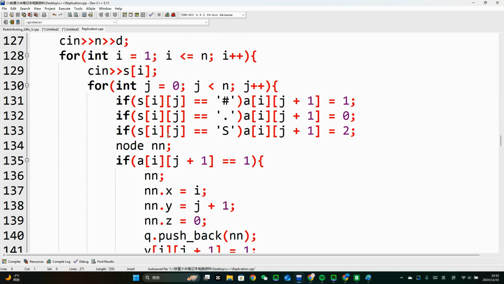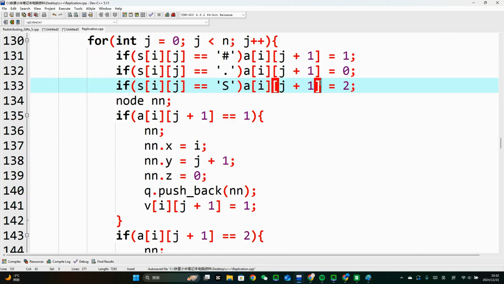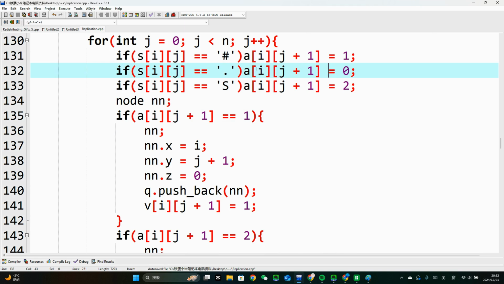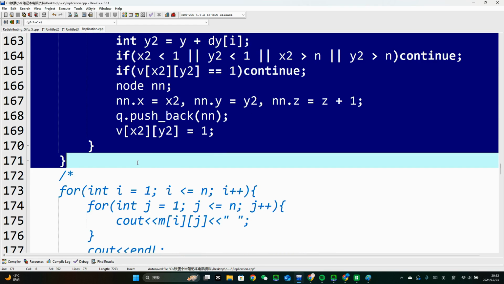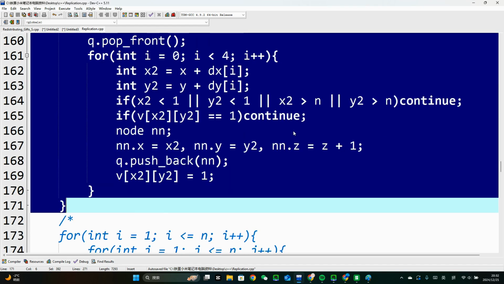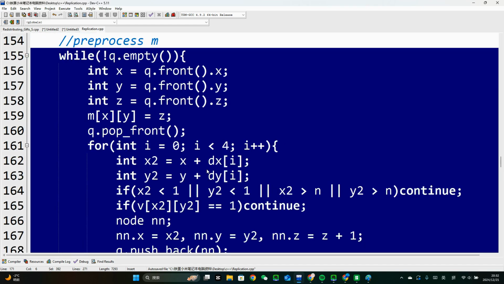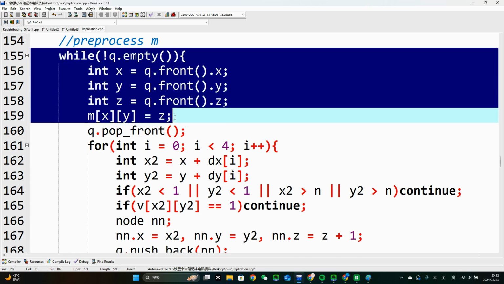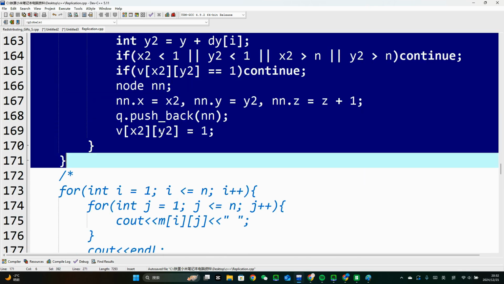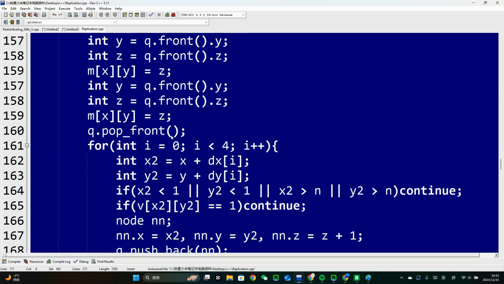But here's the input, right? 2 for starting point, 0 for regular point, and 1 for rock. The first BFS, we pre-process the array M, which equals the shortest distance from every point to a rock. So that's how many times you can replicate on this spot. We pre-process it with a BFS and store it in M.